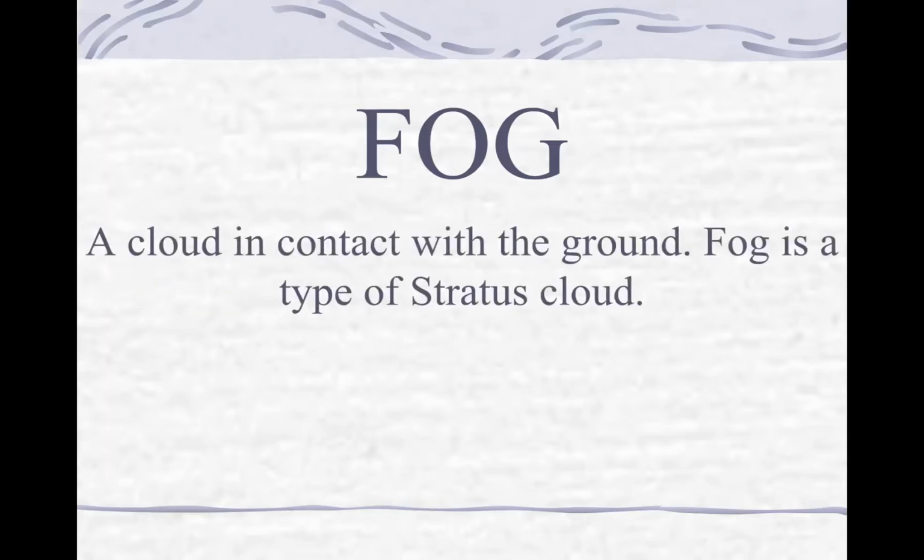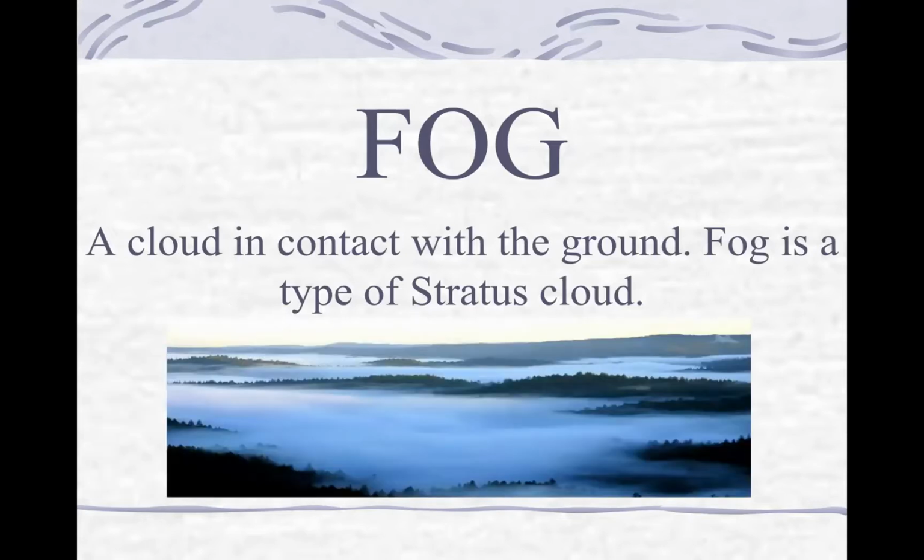Then we have what we call gravity pulling on the clouds. Now we know that gravity pulls everything down toward the ground, right? It's actually holding us in place. Well, it also pulls sometimes clouds down to the ground. When they come down to the ground, it creates a condition that we call fog. Now, a cloud in contact with the ground usually is called fog, and it's a type of stratus cloud, as we see in this image.